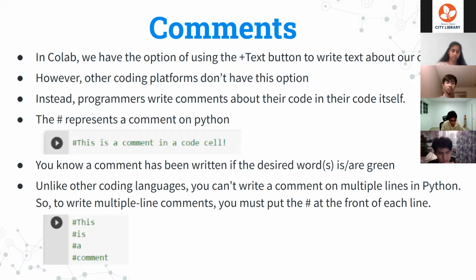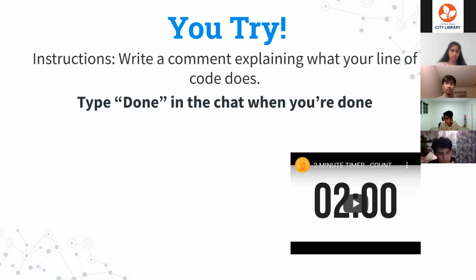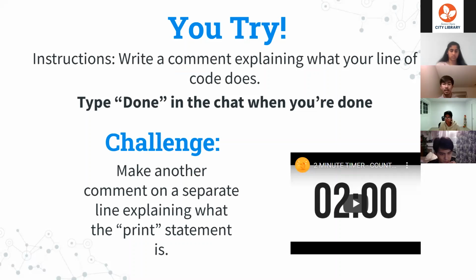So now we want you guys to try writing a comment explaining what your line of code just did. Type done in the chat when you're done. And if you finish early, you can try challenging yourself by making another comment on a separate line explaining what the print statement does.